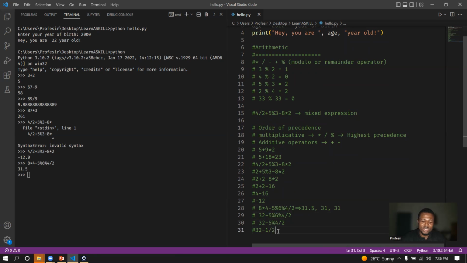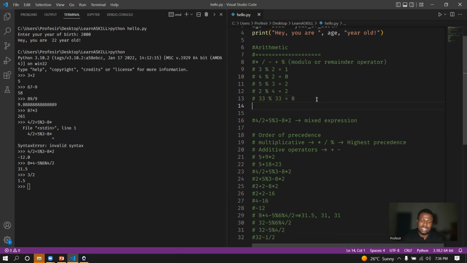All right. So now let's see. When I do 3 divided by 2, Python gives me 1.5 because for Python, the division sign is actually true division, okay?